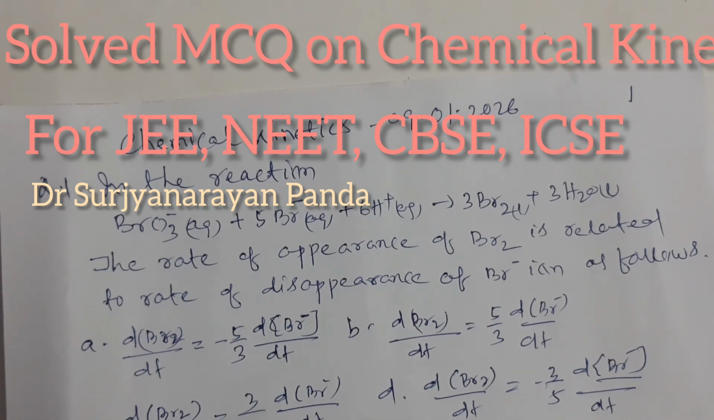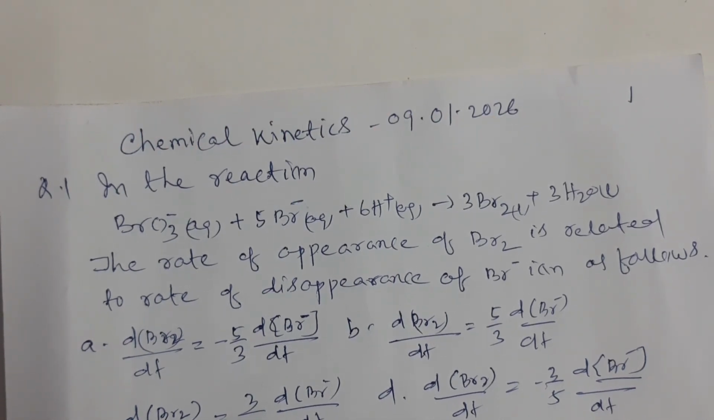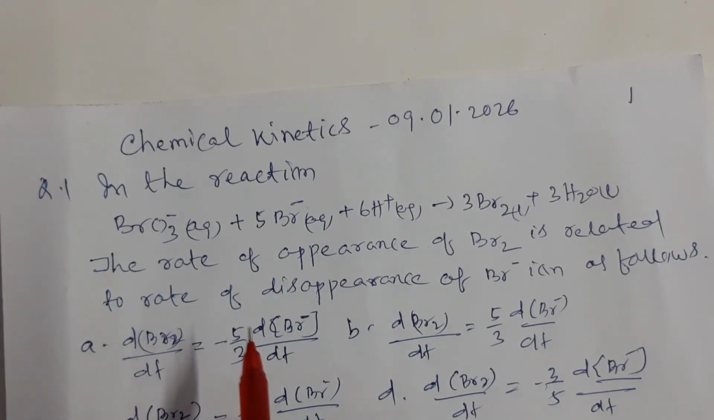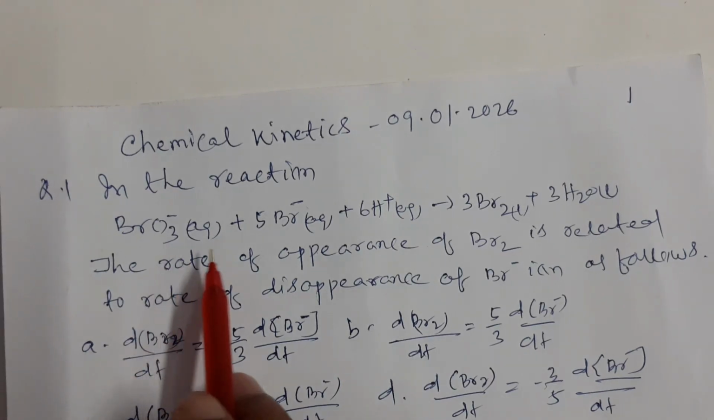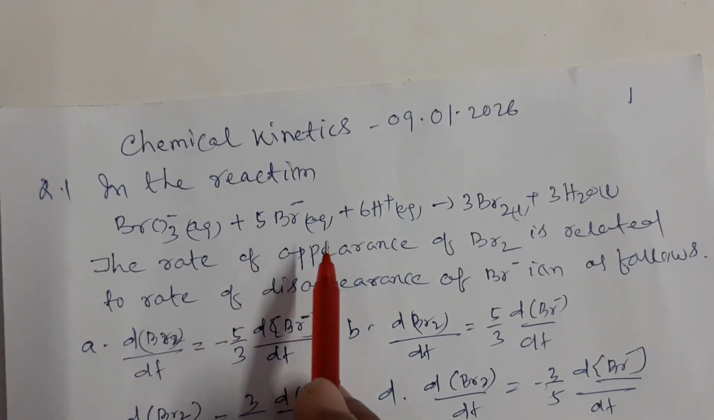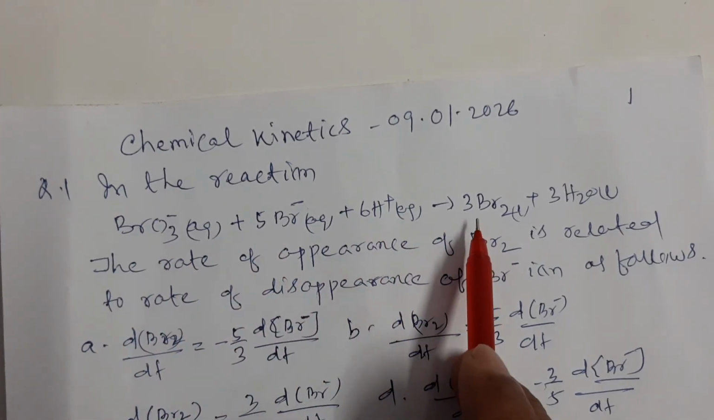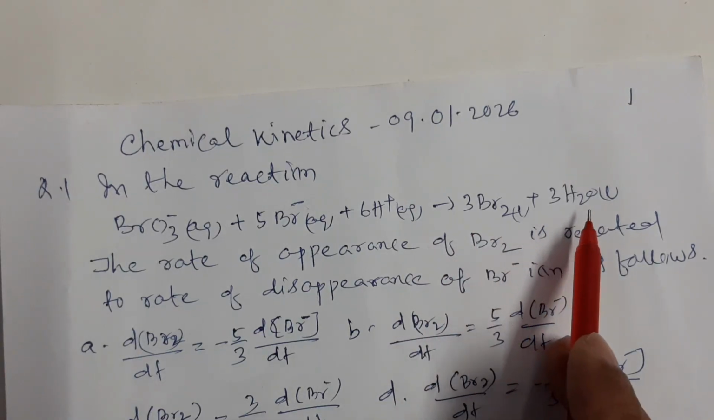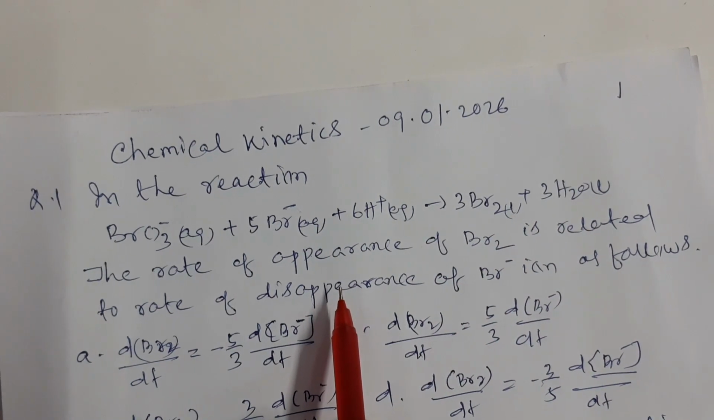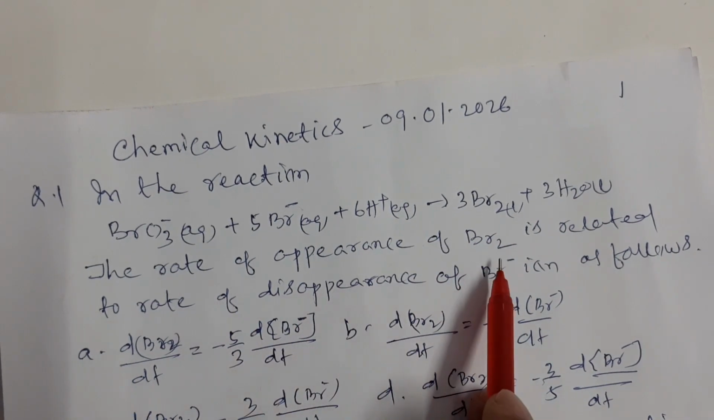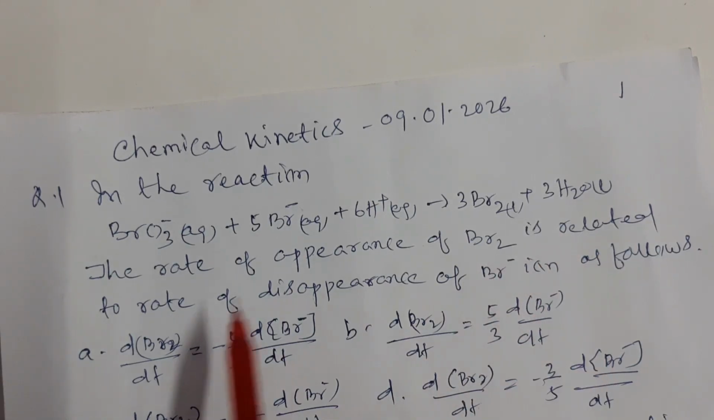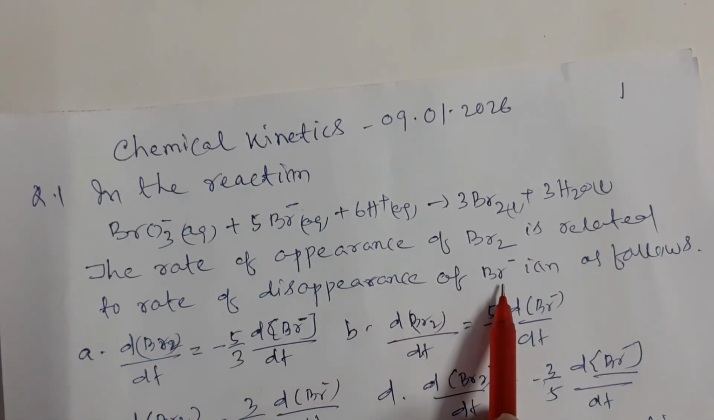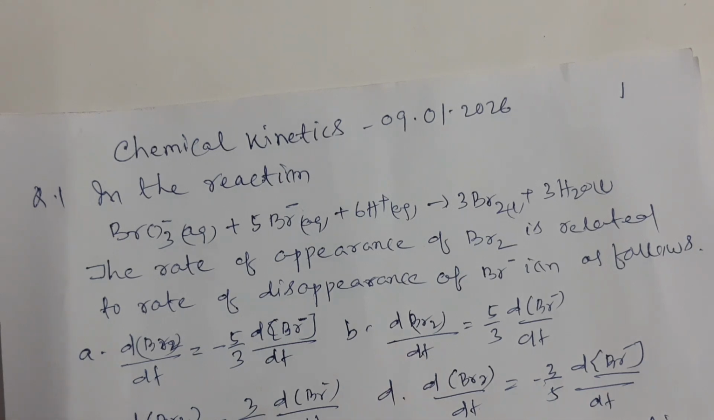Dear students, today I will explain some important MCQ from the chapter Chemical Kinetics. The first question: in the reaction BrO3 minus plus 5Br minus plus 6H plus giving 3Br2 plus 3H2O, the rate of appearance of bromine is related to the rate of disappearance of bromide ion as follows. Which one is correct?